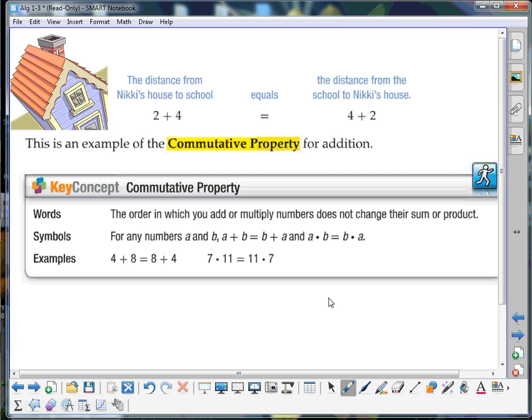And you can write this down in your chart, right? Here are the words. Here are the symbols. If you have A and B, A plus B is the same as B plus A. And it's true for multiplication too. A times B is the same as B times A. And here are some number examples that you could put in your chart as well. And it looks like if you're in your textbook, you even have a little video you could go watch all about it.